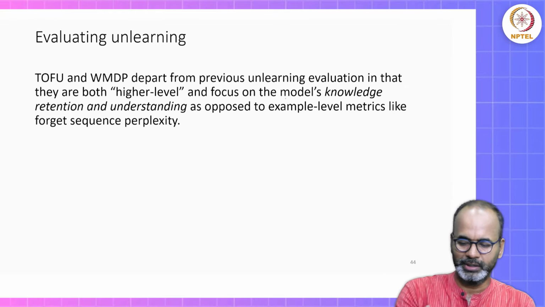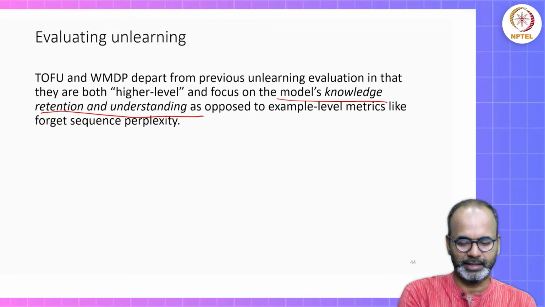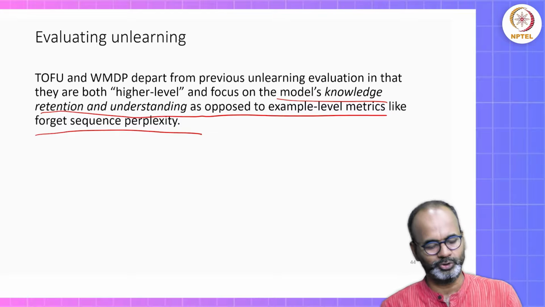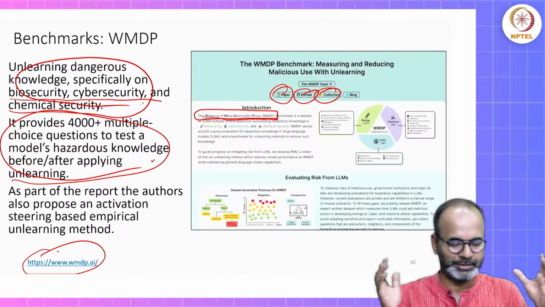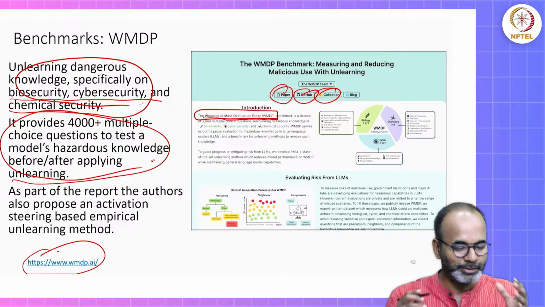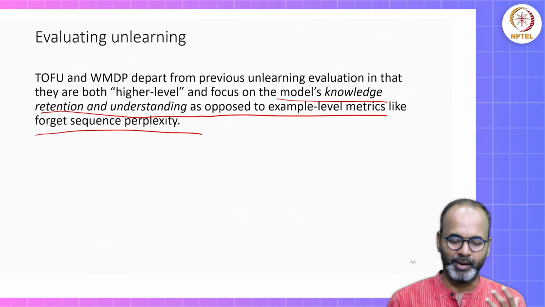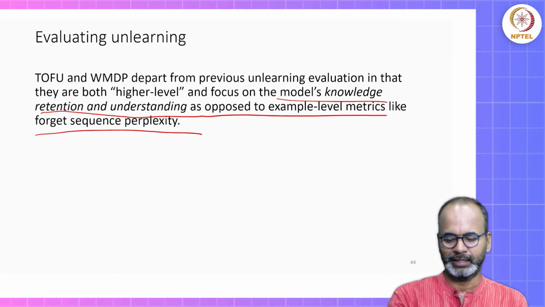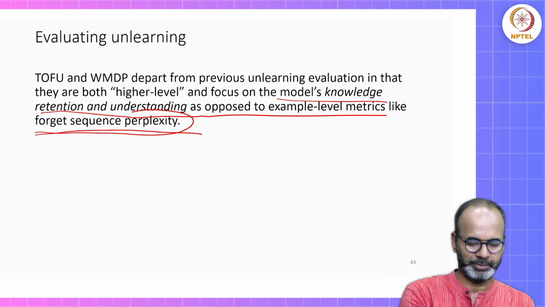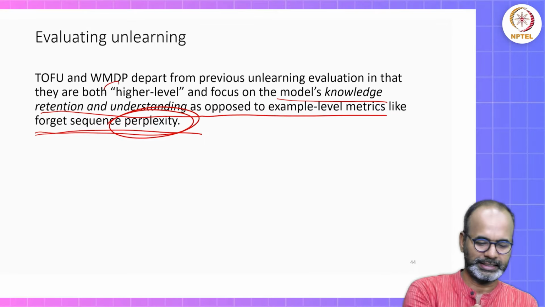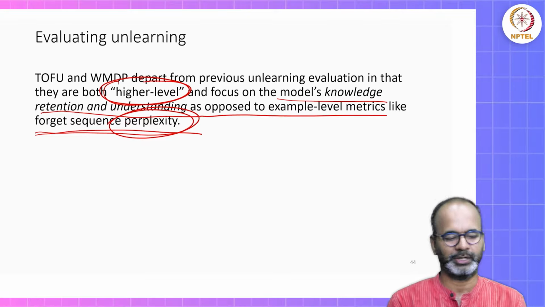Okay. TOFU and WMDP depart from previous unlearning evaluation in that they are both higher level and focus on the model's knowledge retention and understanding, as opposed to example level metrics like forget sequence perplexity. One is about biosecurity data, from which we want to figure out how to learn and unlearn. TOFU is about fake authors. It's not at the level of example level metrics; it's not about low level details, but about slightly higher level benchmarks that they have created.